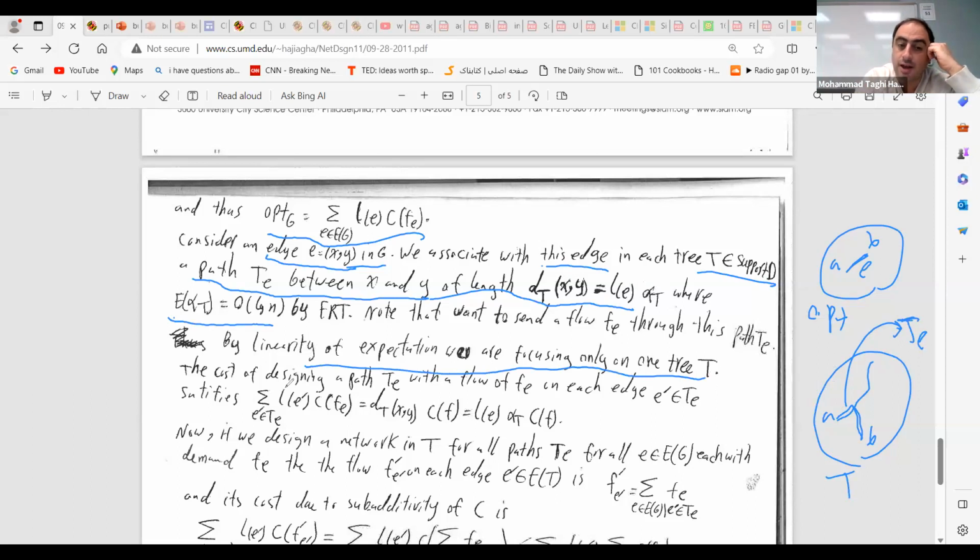And now the cost of designing: for each edge e' in this path corresponding to T(e), we have l(e') times the cost C of the flow that goes through that. We can just replace that, which is essentially the distance on the tree, because they all have the same function. That would be l(e) times alpha_T times C(e). So for each path corresponding to each edge, we have this cost.